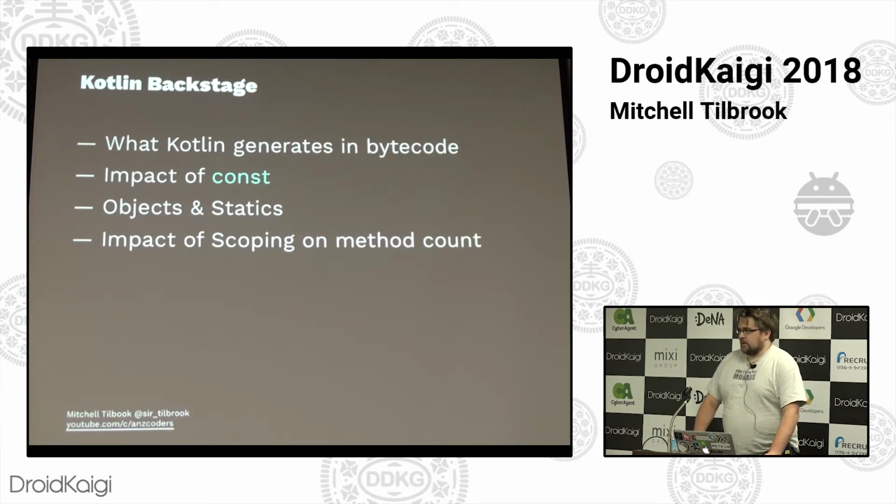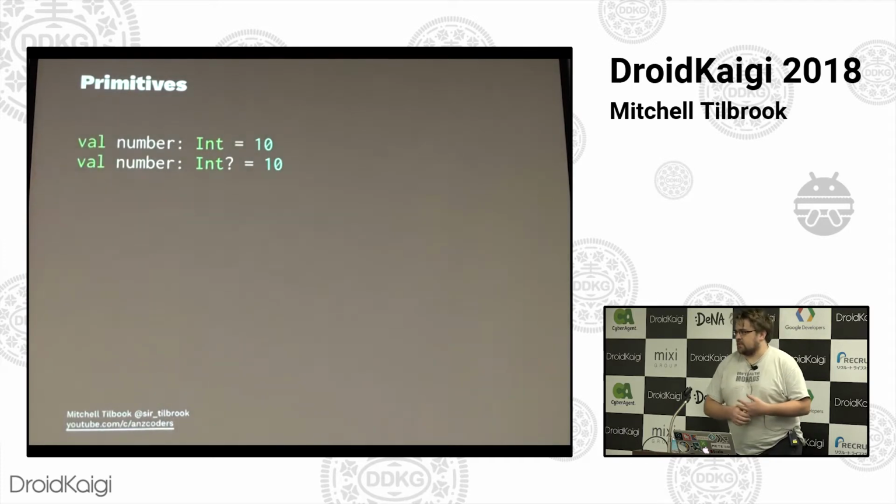I'm going to talk about the consts and where and how you should be using them, and that you should be using them, as well as looking at how statics work in Kotlin, because in Java we're used to being able to declare statics pretty much anywhere, whereas Kotlin forces us to put them in very specific places. I'll also cover the impact on scoping and method count, and how we don't really have the same scoping rules in Kotlin, so how does that actually translate into bytecode? So the first thing is just to start with something simple.